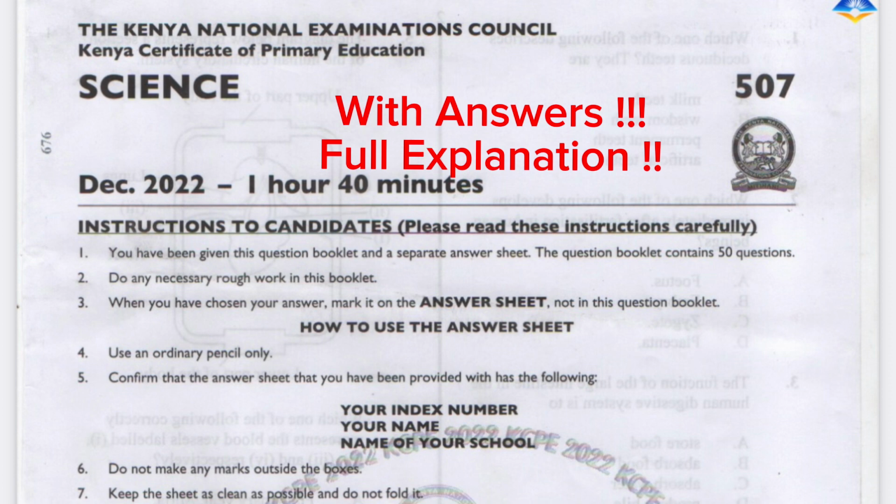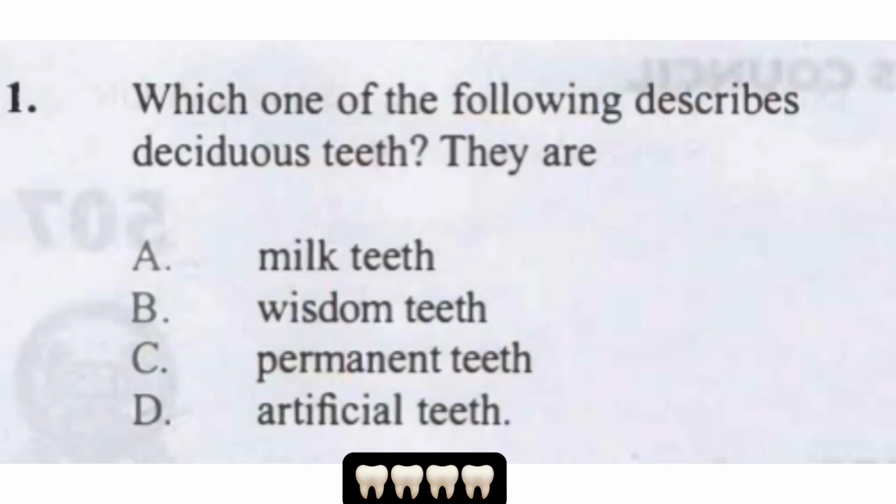So we're going to discuss this particular question paper. It's a KCPE 1. So I'm going to post all the questions, and then I provide the answers and also explain why I chose a particular answer. So let's begin.